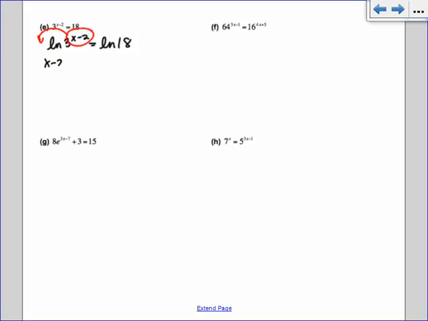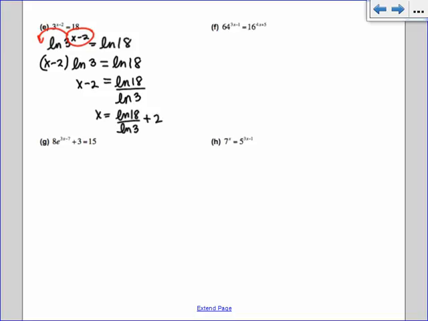So you get x minus 2 times natural log of 3 equals natural log of 18. And we divide, so we get natural log of 18 over natural log of 3 equals x minus 2. So your answer is going to be natural log of 18 over natural log of 3 plus 2. That would be the exact form.